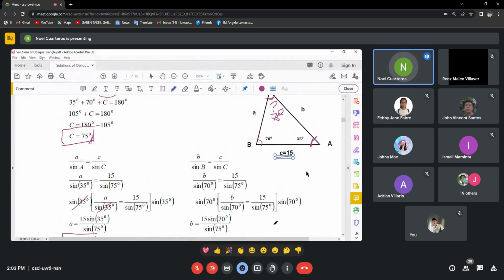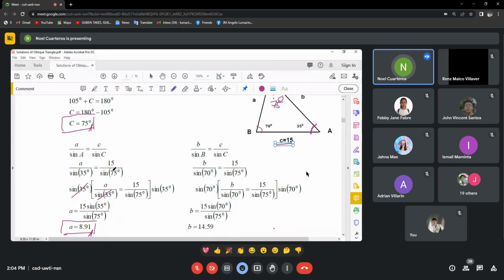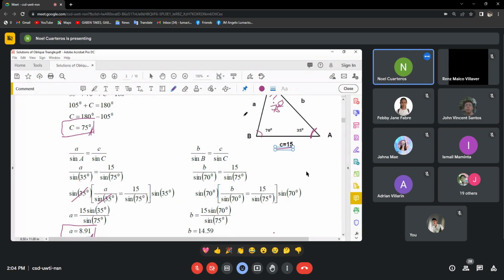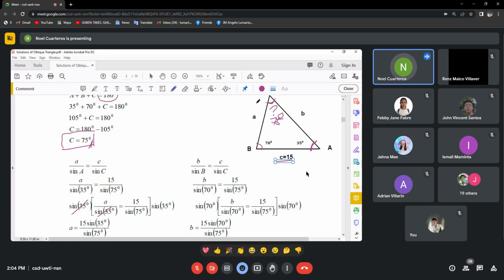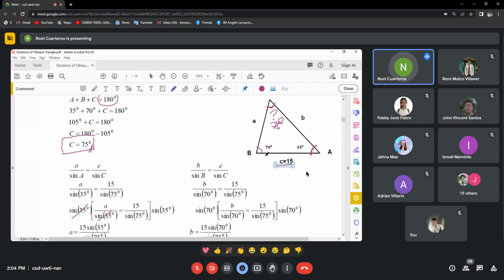Okay, on the other hand, since we already found the value of A, take note that we cannot apply the Pythagorean theorem on this problem. It is because the given triangle is not a right triangle. You can only apply the Pythagorean theorem if the triangle is a right triangle. Understood?